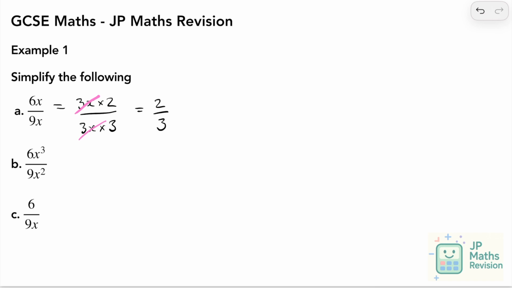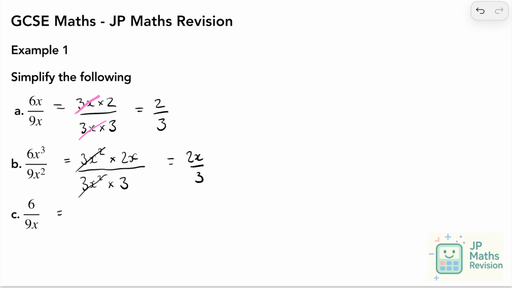Here's another example. We have 6x cubed over 9x squared. This time the common factor is going to be 3x squared, because there's a factor of 3x squared on the top and a factor of 3x squared on the bottom. So I'm going to write the top as 3x squared times 2x, because 3x squared times 2x is 6x cubed, and then 3x squared times 3. Now I can cancel out the 3x squared and the 3x squared, and I'm just left with 2x over 3.